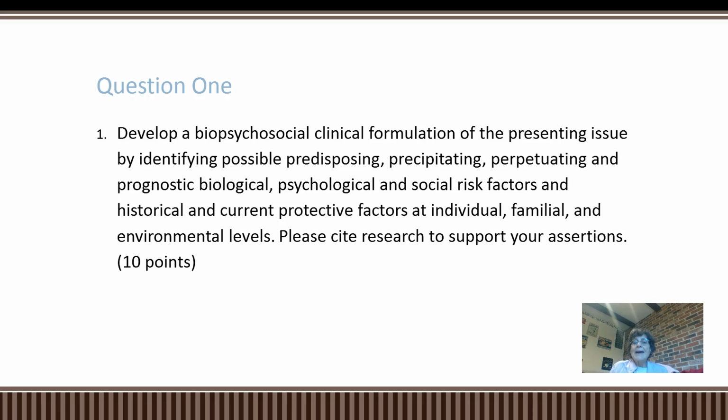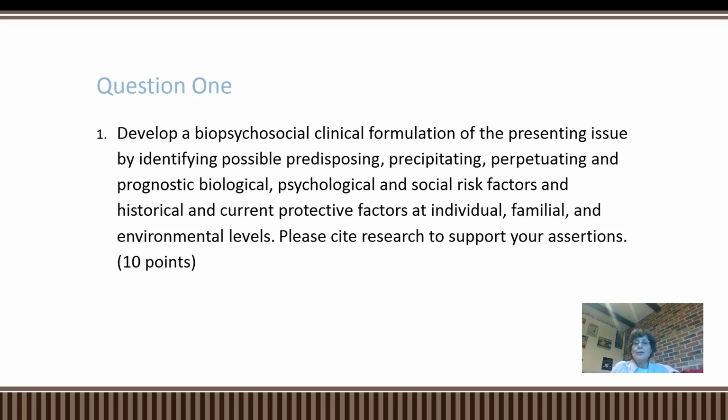You then might have a paragraph that really just looks at the protective factors historically in the child and family's life and in the current situation. Make sure that you do take that person and environment approach and look at individual, familial, and environmental levels. Now, you may not have a research study or a theoretical rationale for every single factor, but please cite research and theory to support at least some of your assertions.